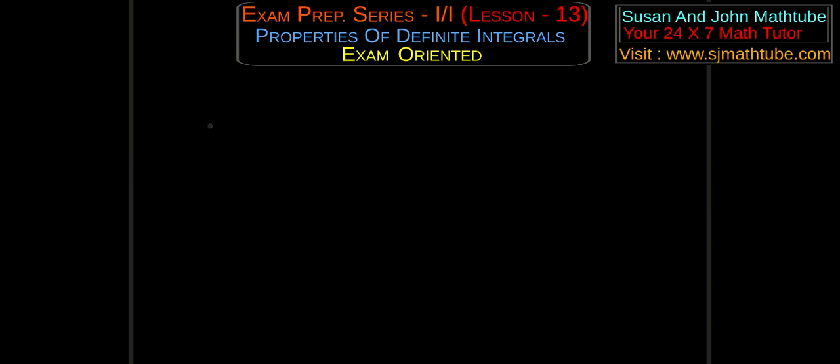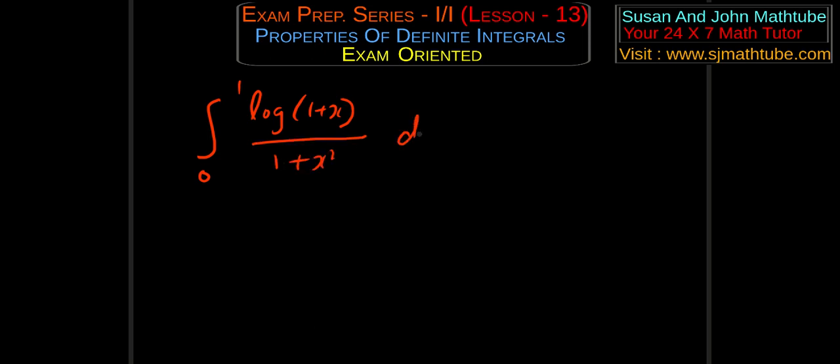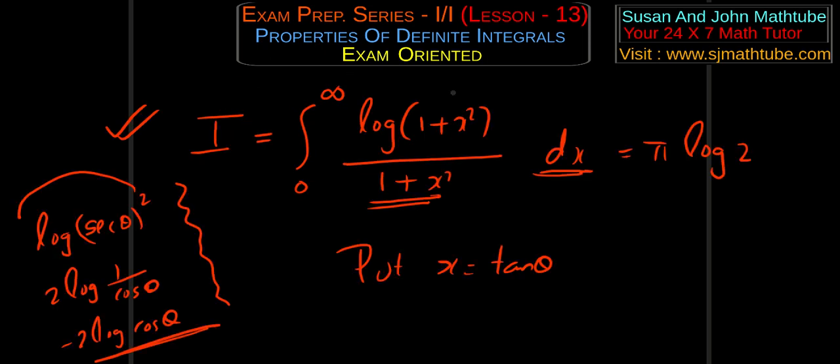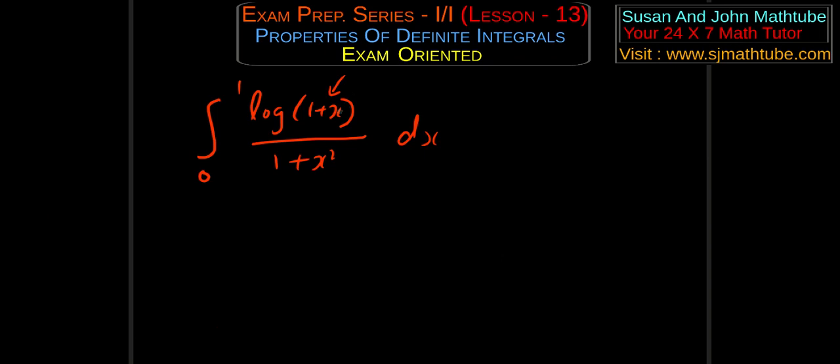I'll give you one more question. You can try it. Integral from 0 to 1 of log(1 plus x), the whole divided by 1 plus x square dx. Actually, I did that intentionally. Look at this. The previous question had 1 plus x square inside the log. This question is 1 plus x. This is something else. This is not connected with the previous question. But this is a question which is connected with a question which we did in lesson number 9. And here also you put x equal to tan theta and try it.